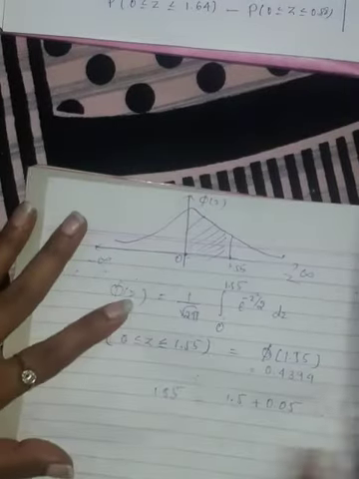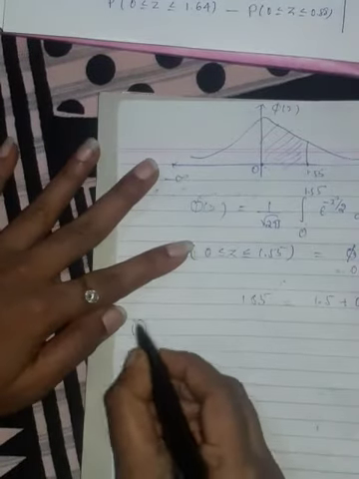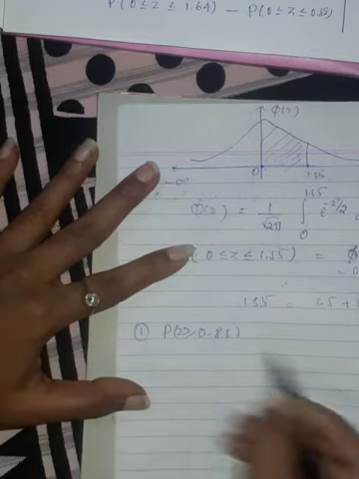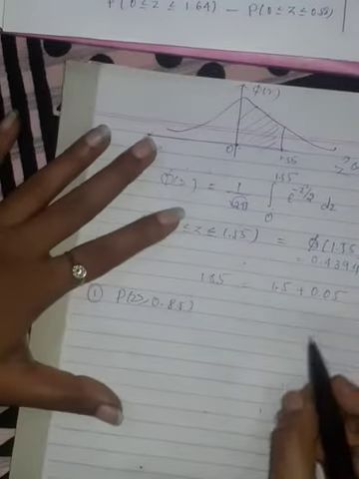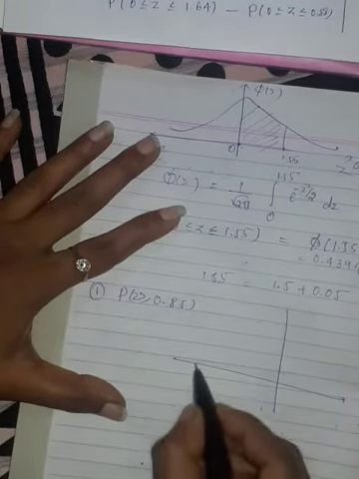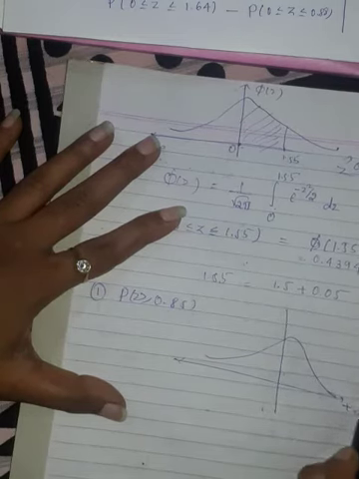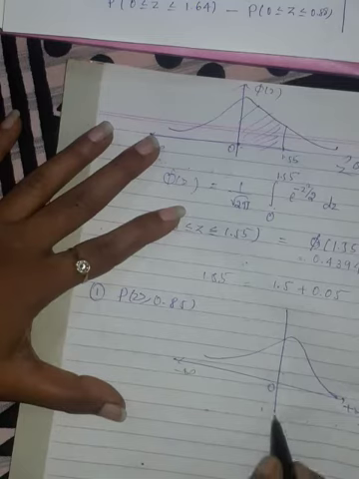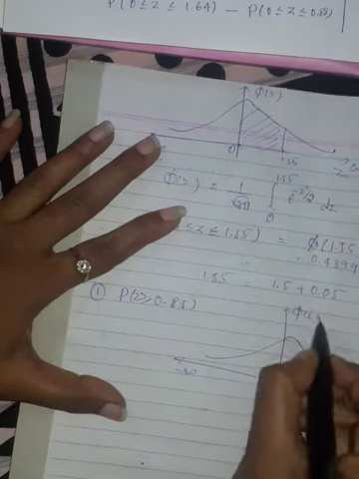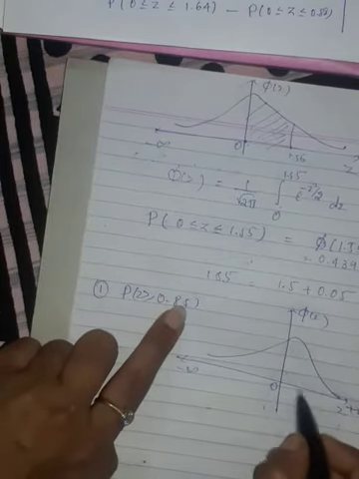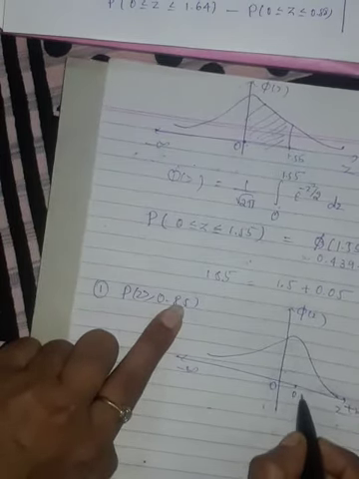So first we will find the probability when z is greater than or equal to 0.85. First we see the graph here. This is our curve, from plus infinity to minus infinity. This is our 0, phi of z, and this is z. Now z is greater than or equal to 0.85. Suppose our 0.85 is somewhere here.